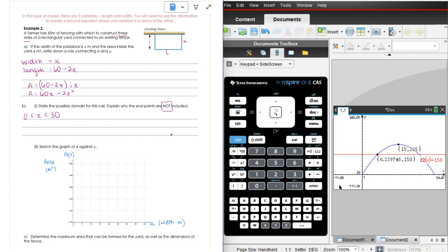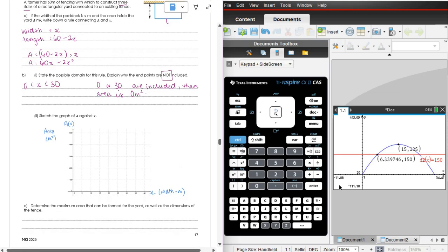Now, we cannot have the endpoints included in this question because we would get a side dimension of 0. Okay, and if the endpoints were included, so if 0 or 30 are included, then our area ends up being 0, right? And we can't have an area of 0 meters squared like this because then you've actually just got one long fence instead of a rectangle, okay? So the endpoints are not included because that would actually get rid of our rectangle and it would just be one long fence, okay?